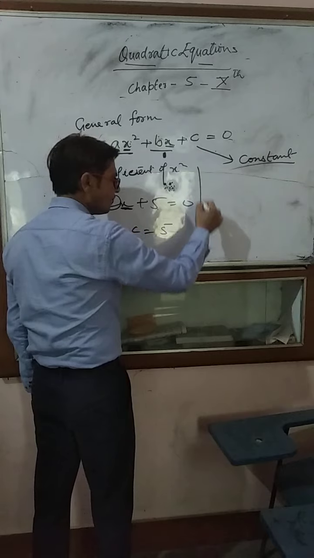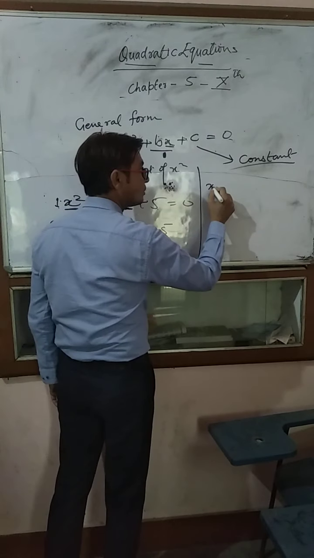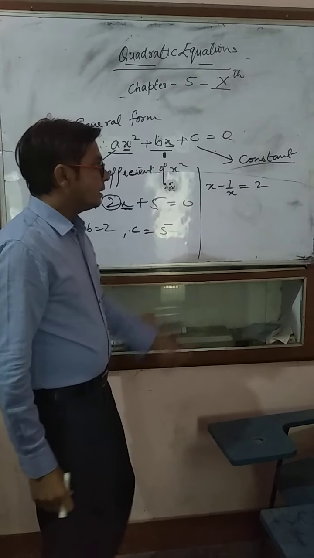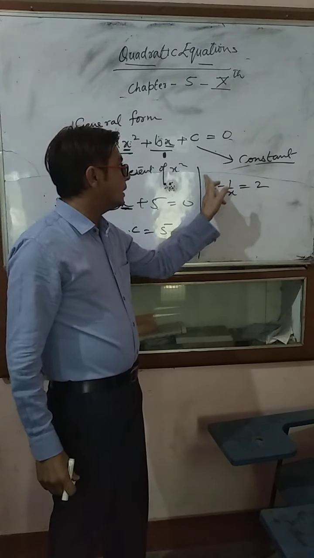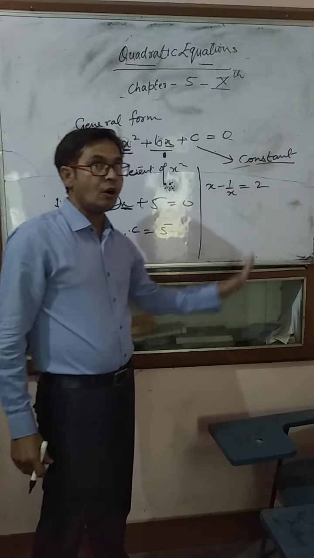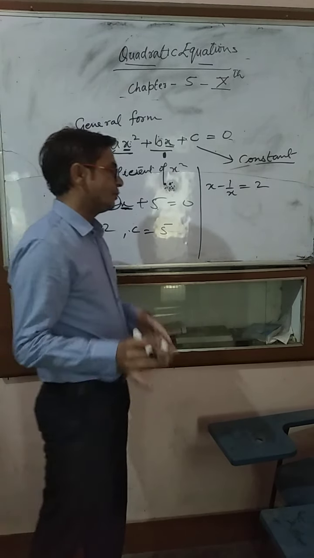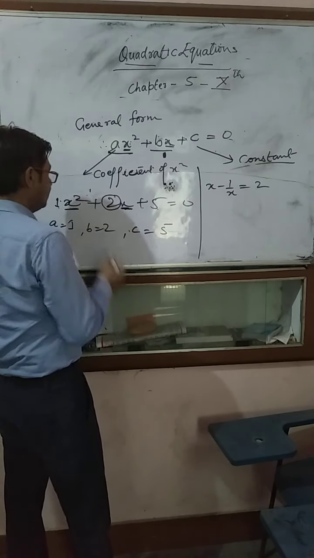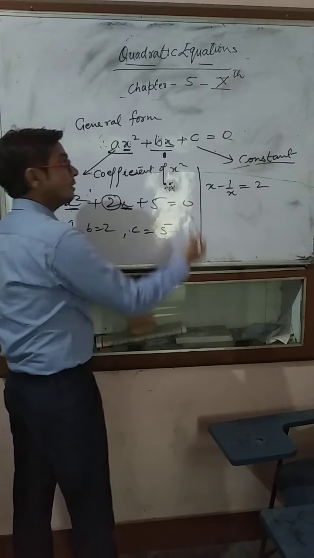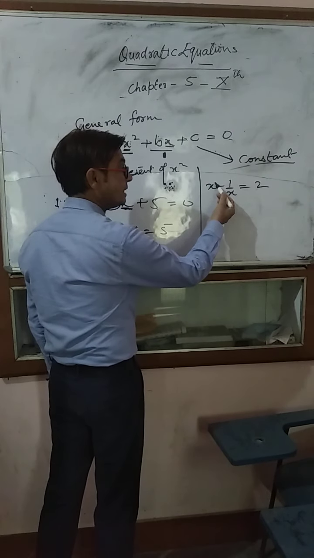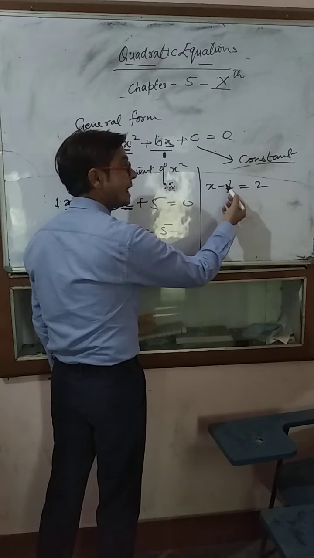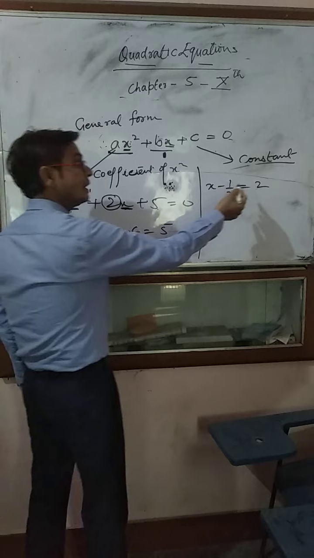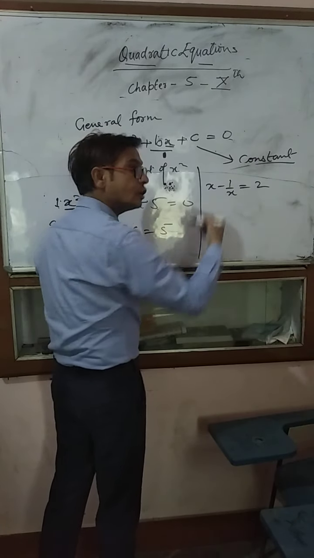I am asking just a simple question: x minus 1 by x is equal to 2. Tell me, is this equation a quadratic equation or not? As you may think, compared to the general form, it is not. The highest power of the variable x is 1, there is no power 2. So you can say that it is not a quadratic equation.